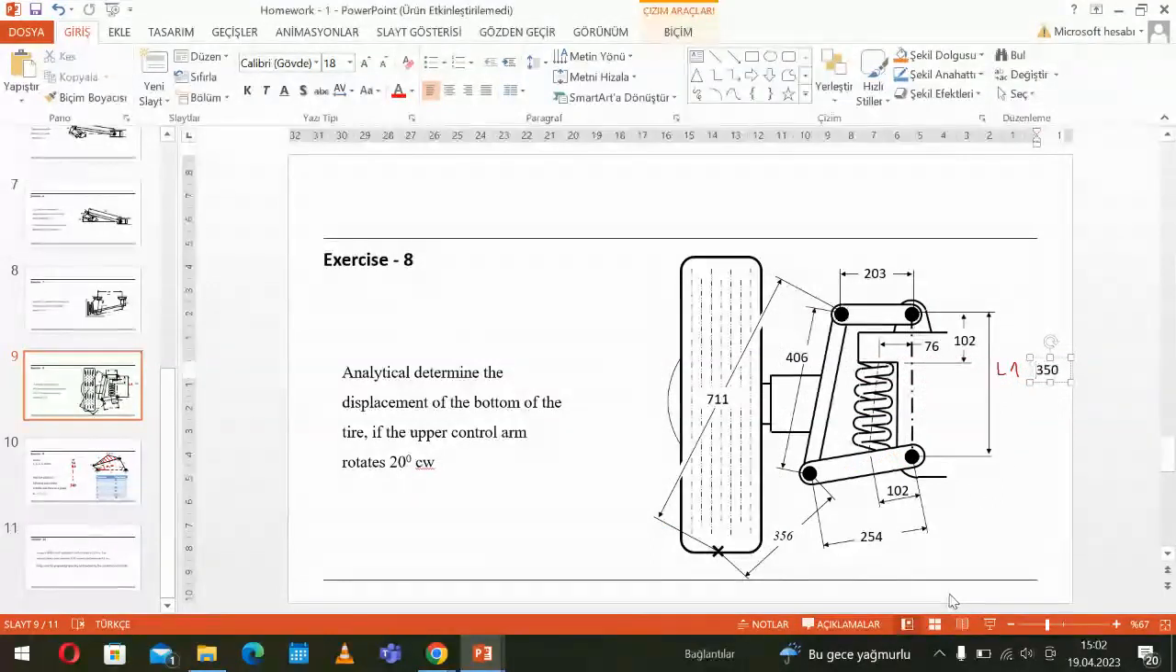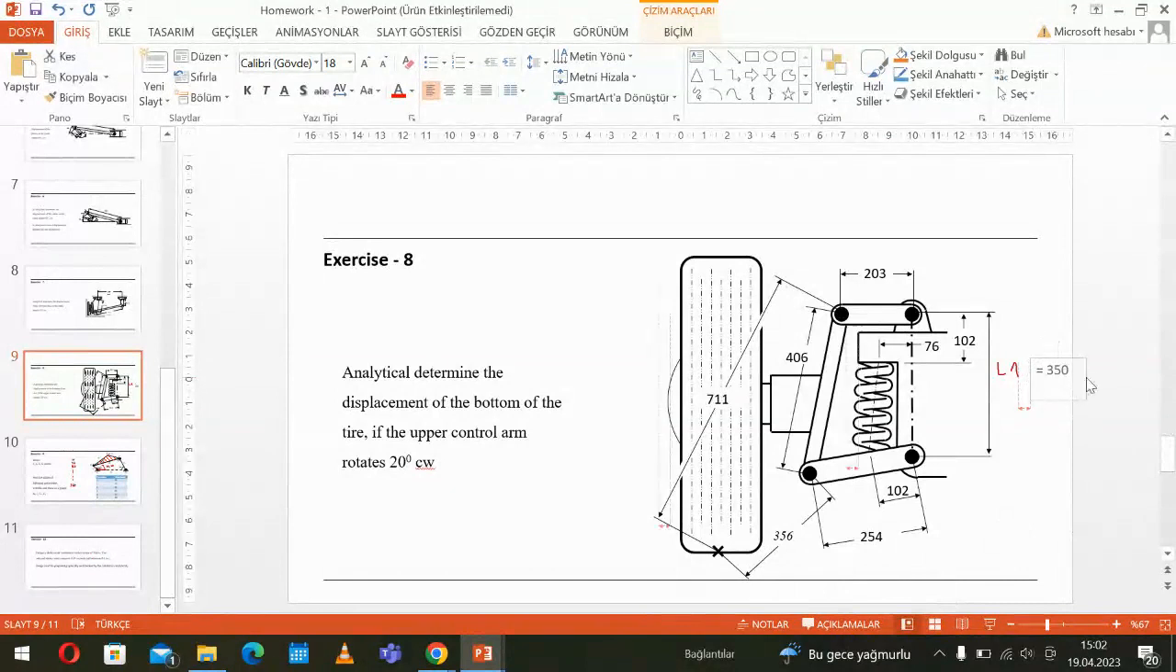Doctor, how can I select it? Also, I don't have the initial position of the links, I don't have the angle. So how can I select it? Sorry, the initial position is the 0 here. Check the crank. This is the 0. You turn 20 degrees clockwise, and then you calculate it.